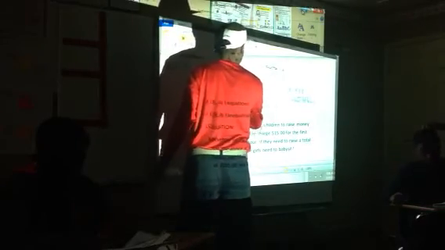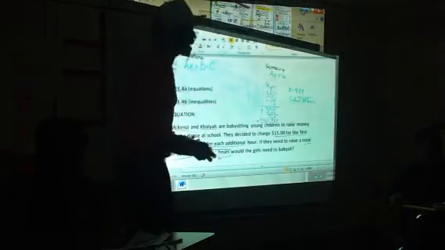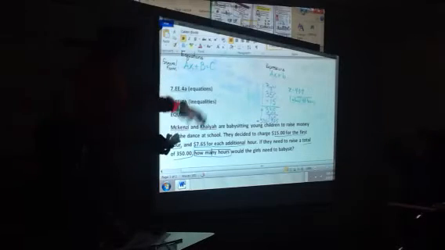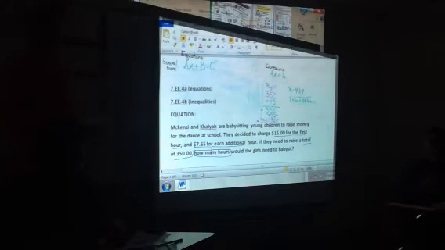Now we're going to do the same exact thing in the next problem, except we're going to use the inequality symbol. Okay? So I'll give y'all time to copy that.